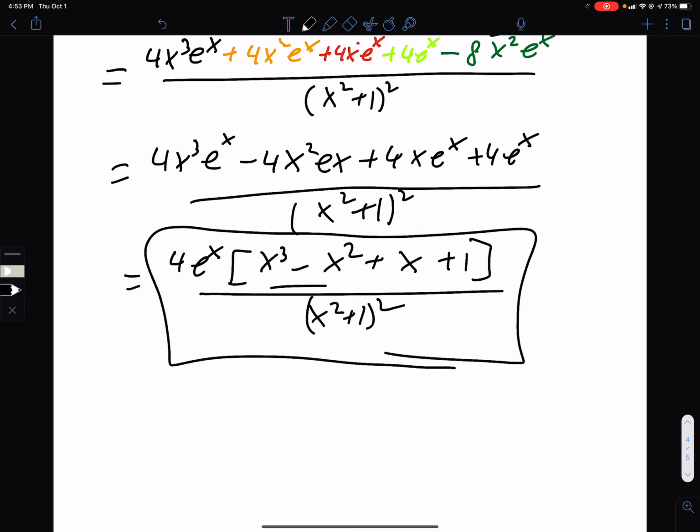Now, this might be factorable. Nah, I don't think it is, actually. I think that's my answer. Hopefully it matches the book's. It looks like it does. That was ugly, I confess. But that's the end of the lesson.